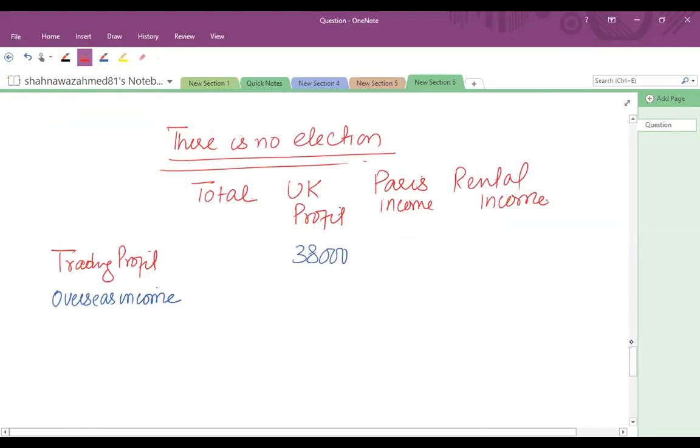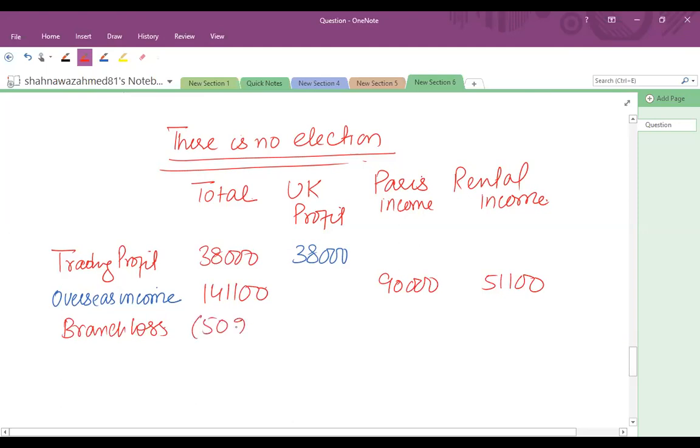Put this gross up value here. In the case of overseas income, this is 90,000 and this is 51,100. So the total is 38,000 here and 141,100 here. Now the overseas branch loss. First, the branch loss election. We have the branch loss of 50,200. First offset against the UK income, then the lower tax value. So the lower tax value is 12,200.